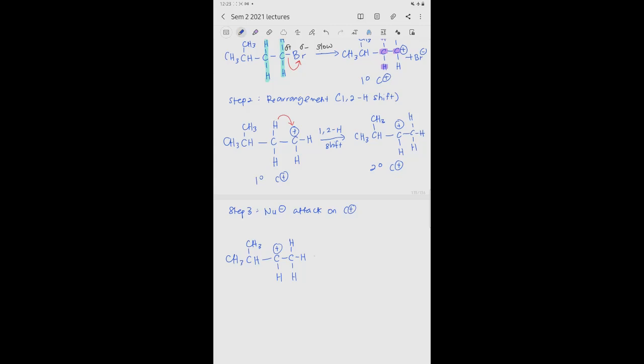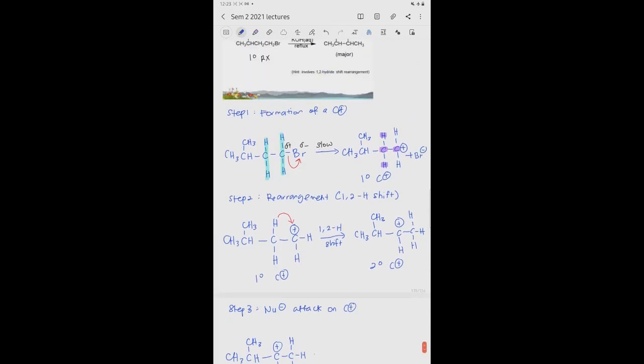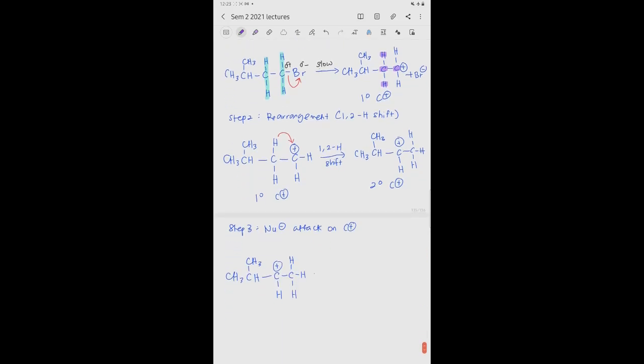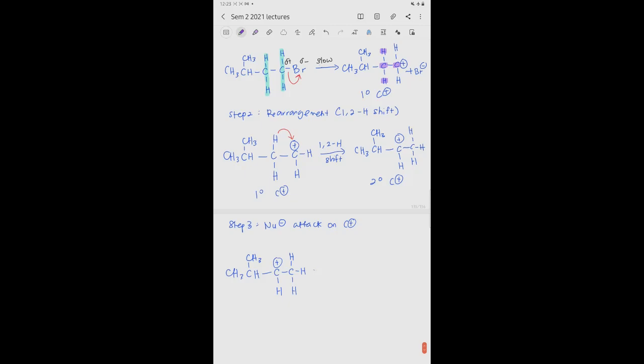So for step 3, we need to react the carbocation with the nucleophile. Go back to the question. So we have the reaction with KOH, so the nucleophile is OH minus. So we use that OH minus in step 3, reacting with OH minus.